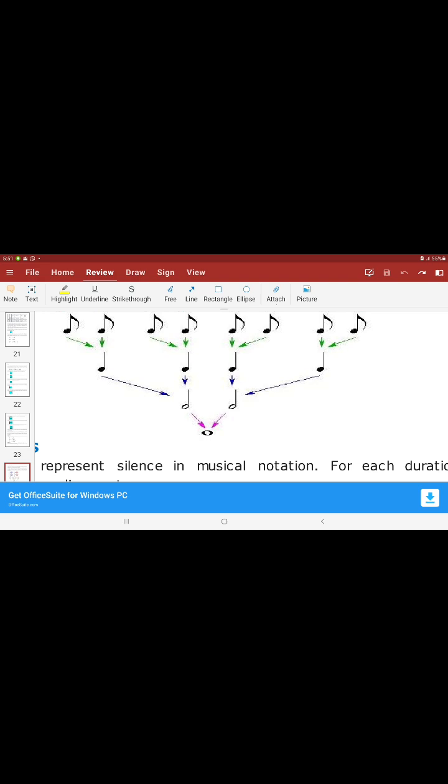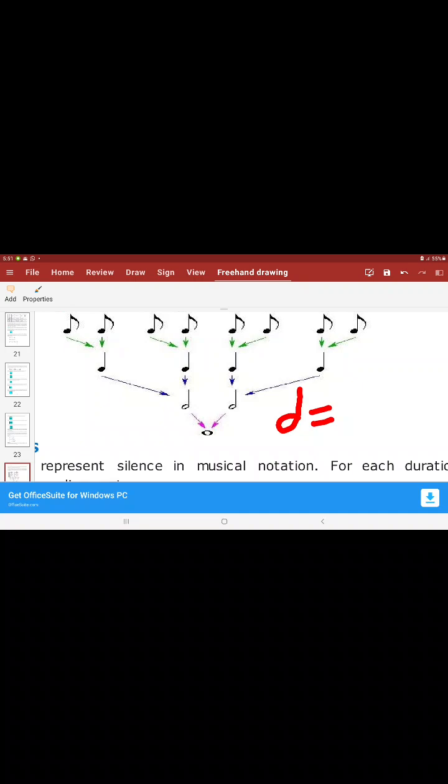Now remember, I've shown you half, the way it goes. So let's see here, for example. Remember that this is a minim and it's equivalent to two crochets.